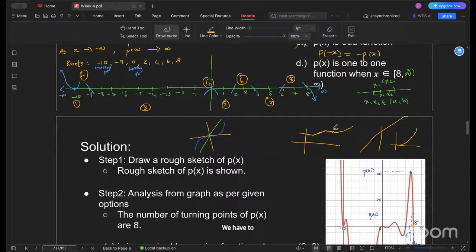We have to inject a horizontal line on that domain of the graph. In that domain, if you put a horizontal line, then it should not intersect the graph at more than one point. Okay, that is the horizontal line test.